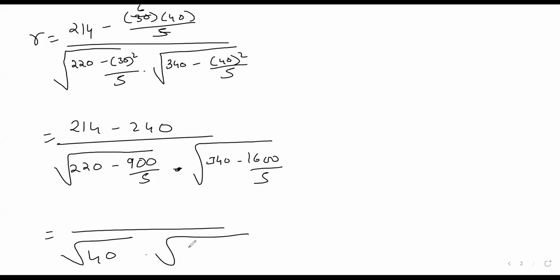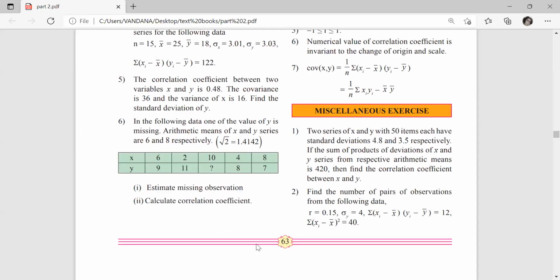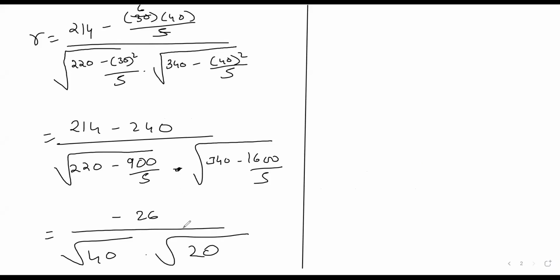This is 20. And this will be 240 minus 214 is minus 26. You have to solve this. They might have given some value of something. They have given the value of root 2. R is equals to minus 26.